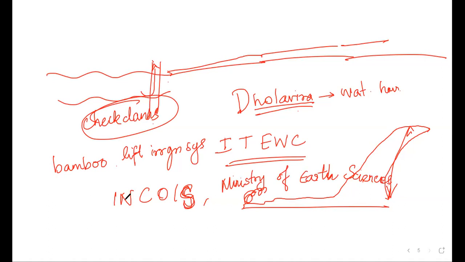So any triggering factor, be it an earthquake or a tsunami, will be recorded in the seabed. Inside the seabed there will be a couple of sensors. They will track the changes in the seismicity. They will beam it to a transmitter which will be present on the surface.